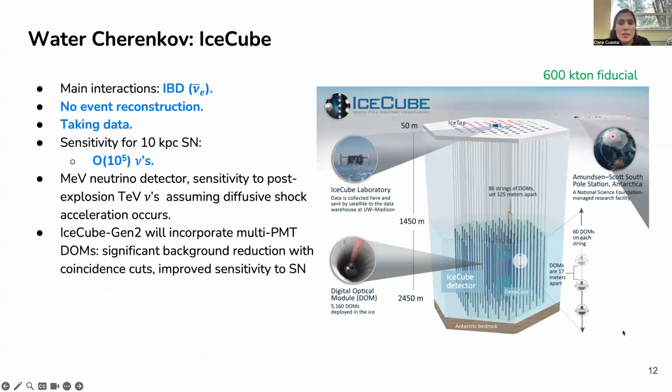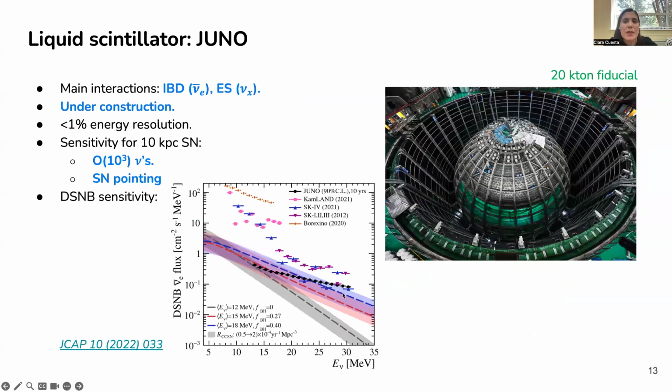IceCube is the biggest water Cherenkov detector with 600 kiloton fiducial mass. However, it is only sensitive to electron antineutrinos and cannot reconstruct the event. For a 10 kiloparsec supernova, it could detect on the order of 10^5 neutrinos. It is designed for high energy neutrinos and could be sensitive to post-explosion TeV neutrinos, assuming diffuse shock activation occurs. And an upgrade of the photon detectors is foreseen that will increase the sensitivity to supernova neutrinos.